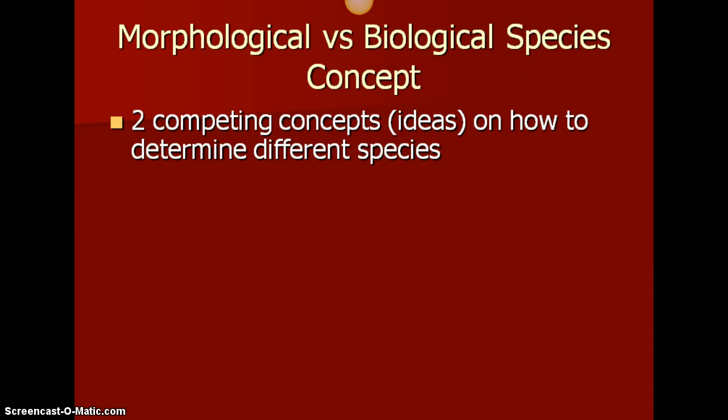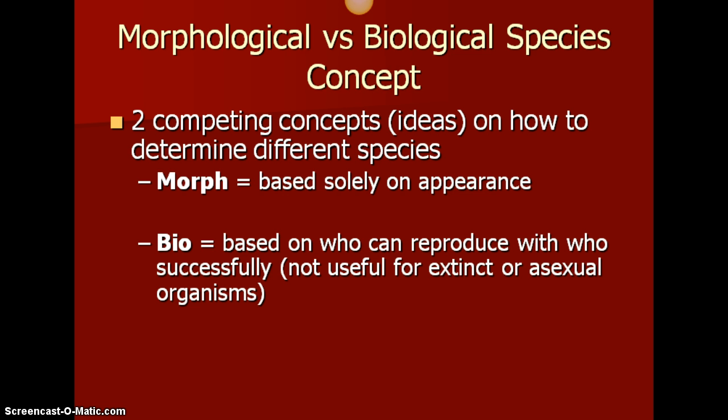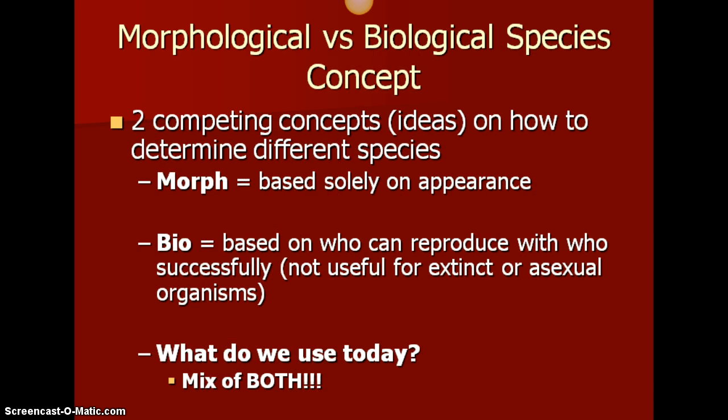So, two competing concepts or ideas on how to determine that a species is actually a new species. Morphological is based solely on appearance. Biological is based on who can reproduce with who successfully. Now, this process is not useful for animals that are already extinct or asexual organisms because those don't apply. So what do we use today? It is a mix of both. So we combine the morphology idea with the appearance and the biology portion, which is looking at their ability to reproduce.